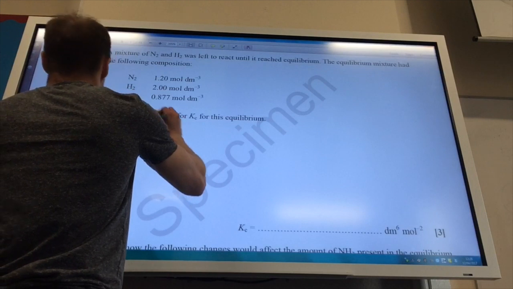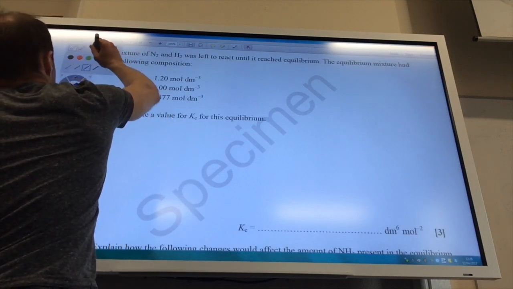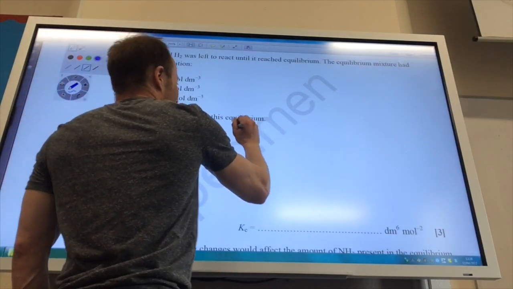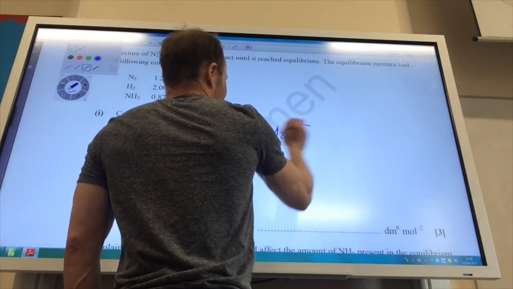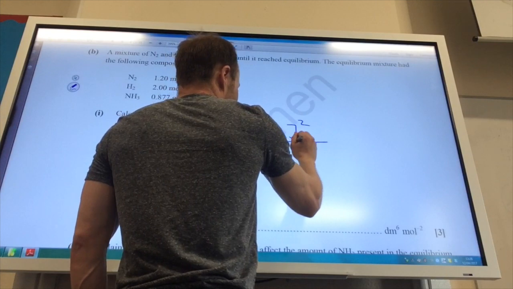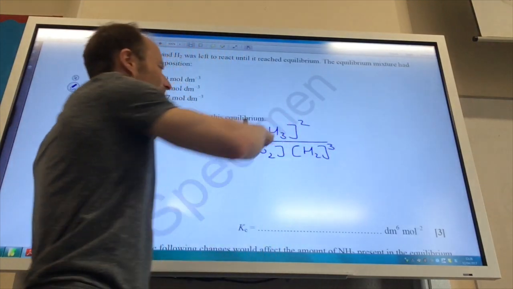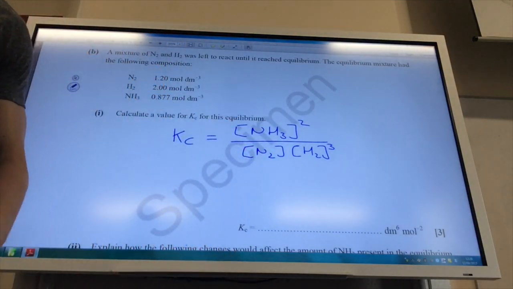So remember, Kc for this reaction is going to be the concentration of your products divided by the concentration of your reactants. Remembering that because you've got 2 ammonias, you square it, because you've got 3 hydrogens, you cube it.